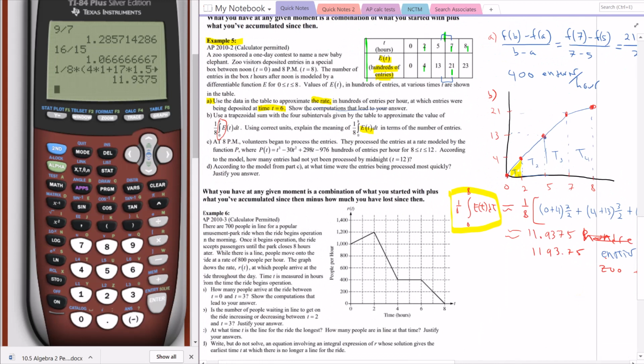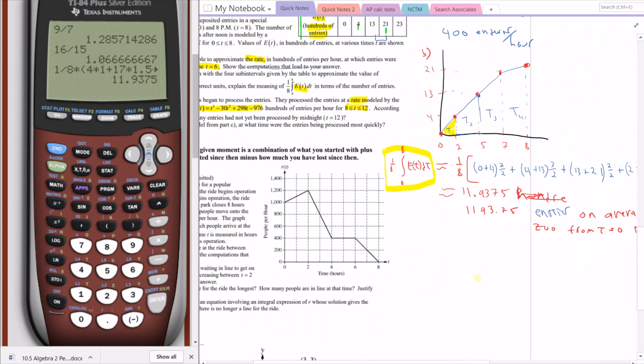Next one, volunteers begin to process the entries. They process entries at a rate modeled by P of t, right? So this is a rate function of how many entries are being taken out, and this is for 8 to 12, right after the zoo closes. According to the model, how many entries had not been processed by midnight, right?